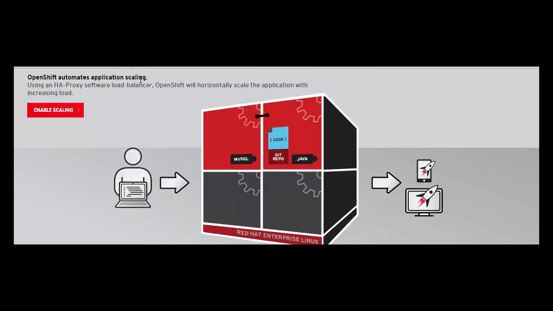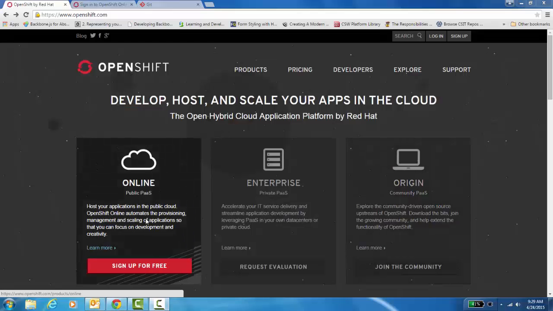And the fifth one is to scale. In future, if you need to scale your application, that option is provided by OpenShift. It deploys a load balancer which will horizontally scale your application. In this video, we'll explore more on OpenShift Online.